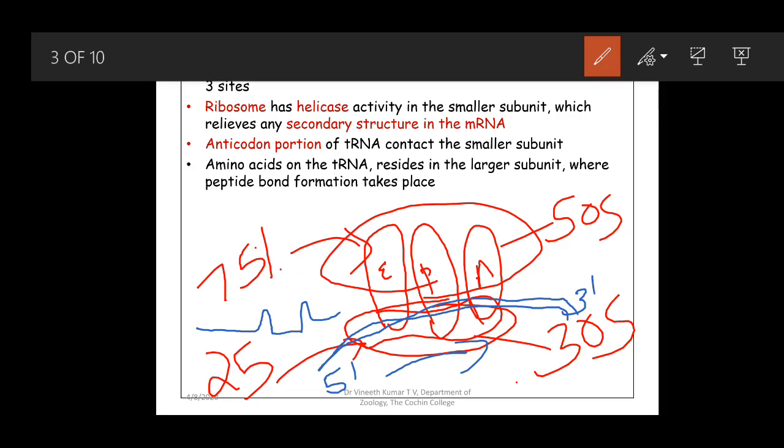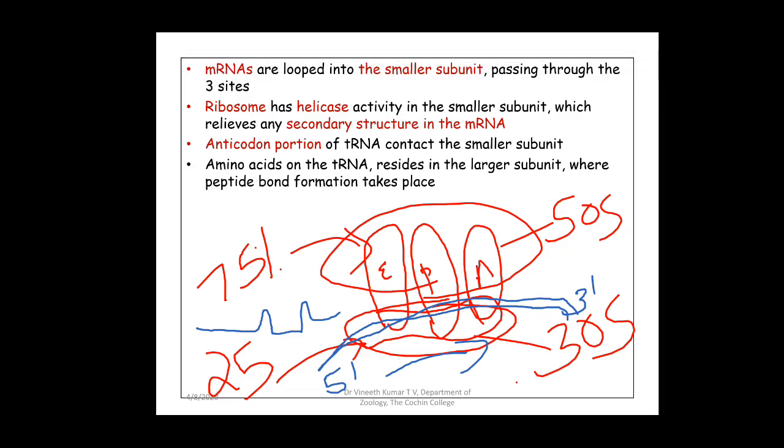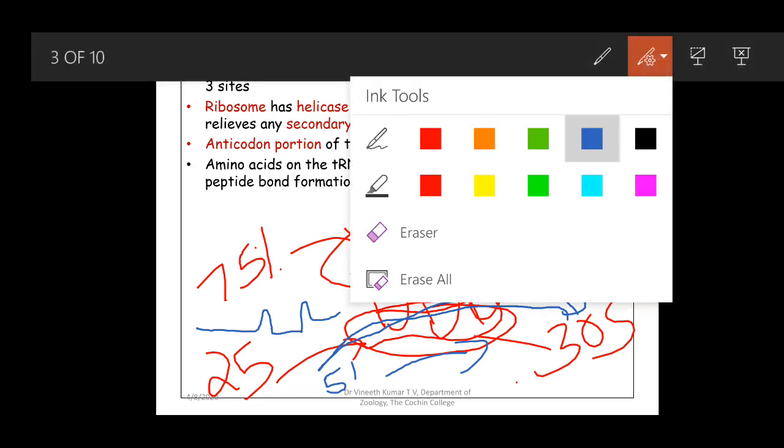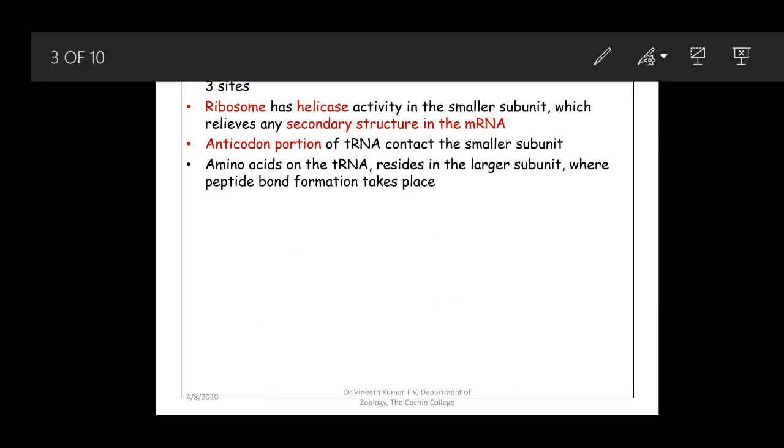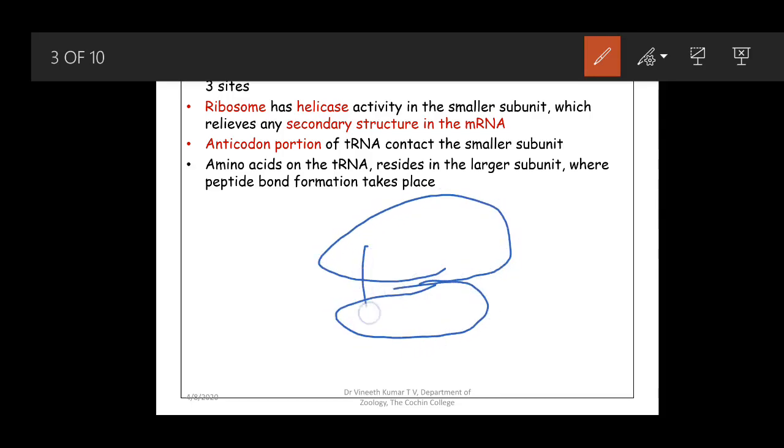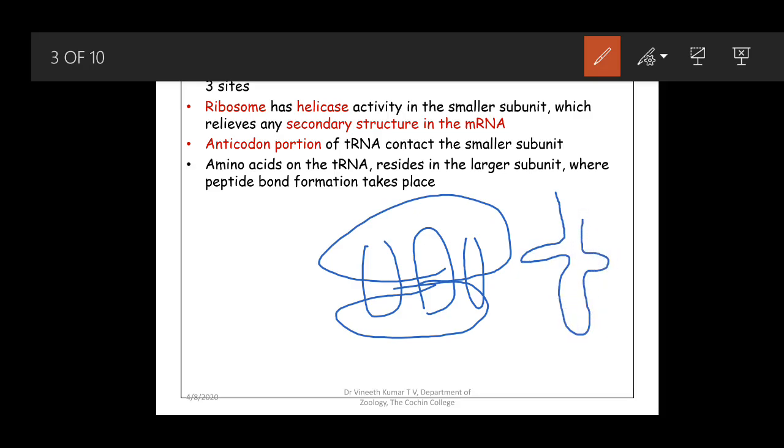The amino acid, when it comes, usually resides in the larger subunit. So if this is the larger and this is the smaller subunit, you have the three spaces like this, and we have the clover leaf shaped tRNA. And this is the 3' end, where the amino acid is attached to the tRNA.